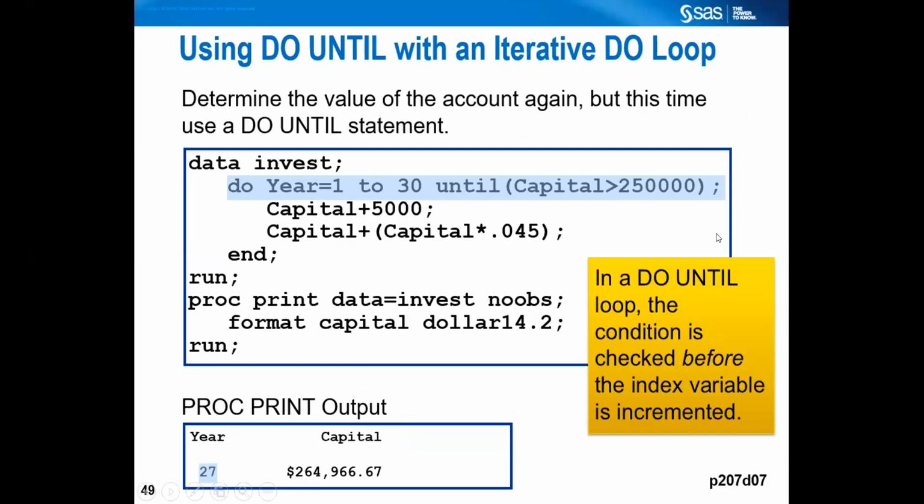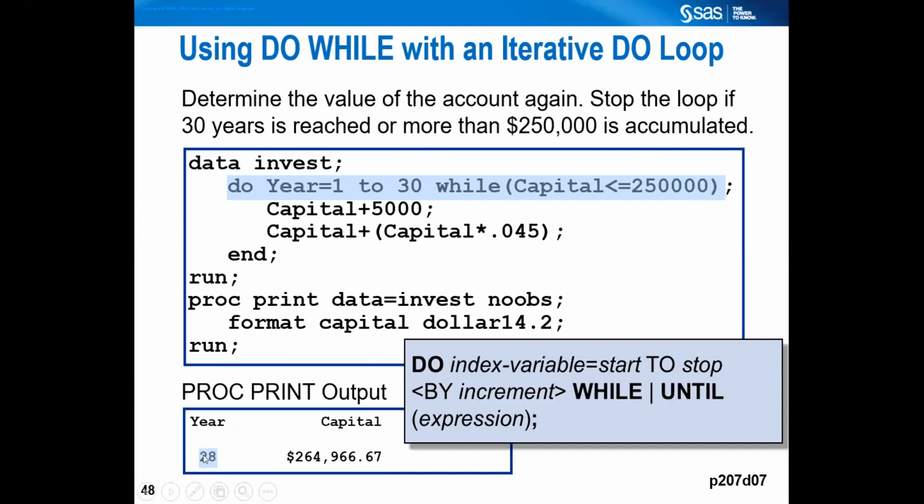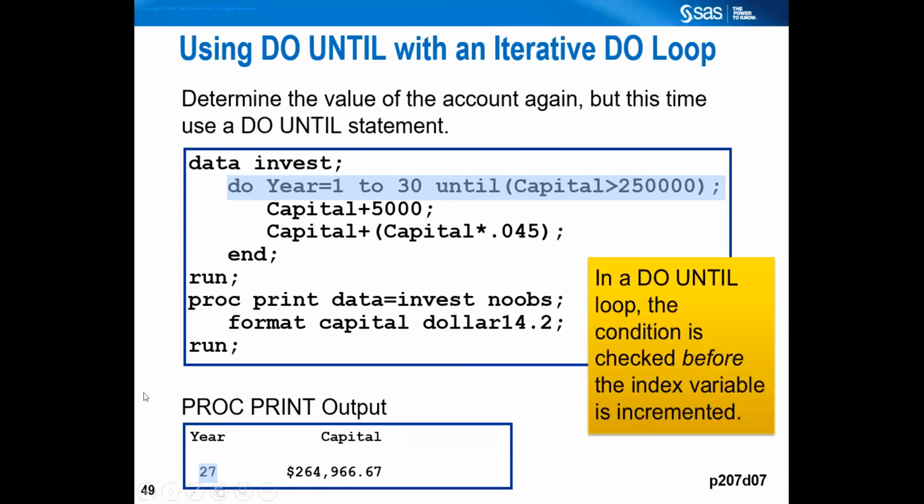So moving ahead, this is what it's doing. Determine the value of capital again, but this time your do loop statement is written in exactly the opposite way. Look at the highlighted part. In the output, it's the year 2007. Earlier with while it was 2008, but the capital was exceeding your 250,000 at the year 2008, whereas until it's stopping the loop at the year 2007 for the same amount.